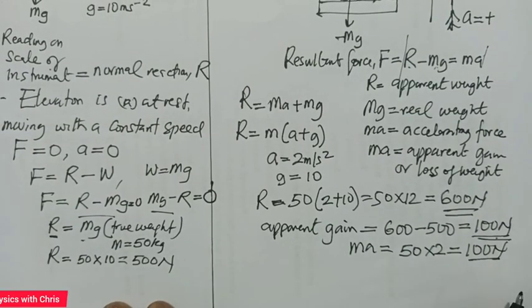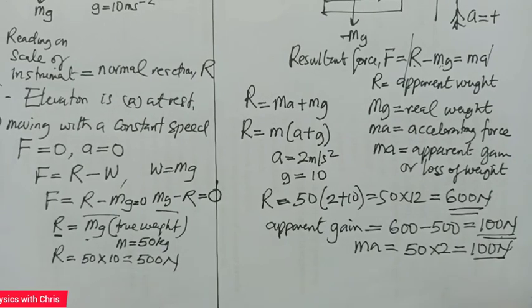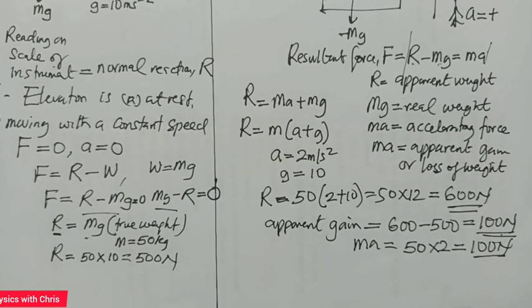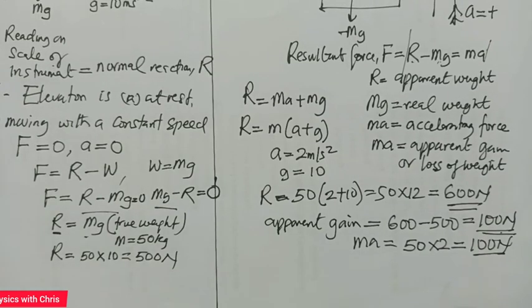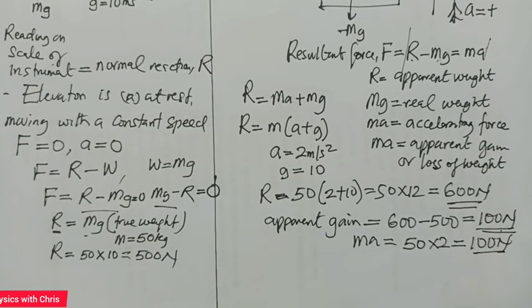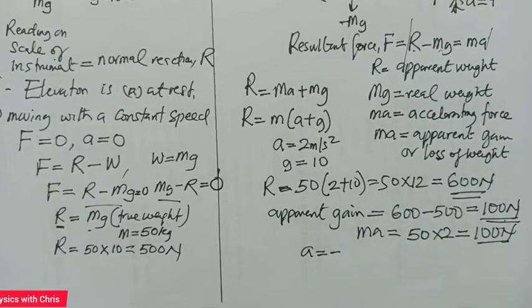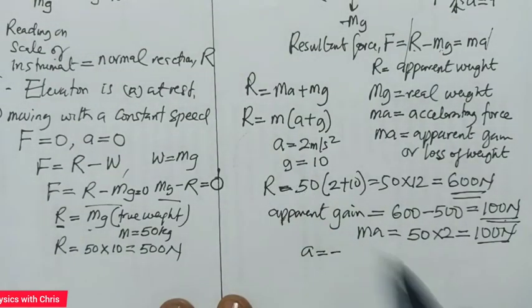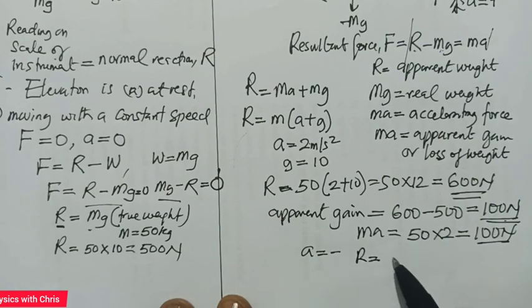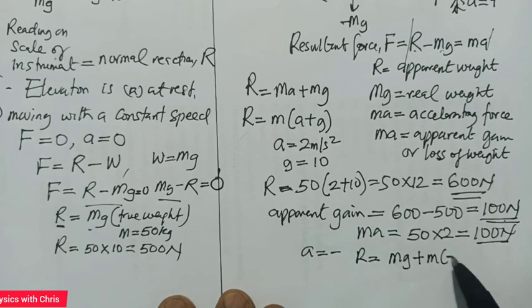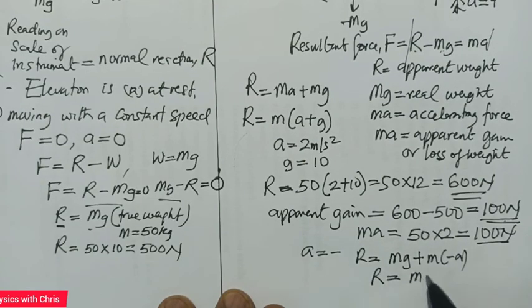How about when the lift also ascends with a deceleration? Maybe the boy is nearer his final destination. He's getting to the fifth floor, the seventh floor, the 10th floor, and he's very close to it. The lift must decelerate so that he can stop at exactly the seventh floor for the boy to alight from the elevator. So what happens there? In that case, we take a as negative since it is a case of deceleration. And the resultant force here becomes R, the reading on the instrument, equals mg plus m into minus a. So the reading on the instrument will reduce.